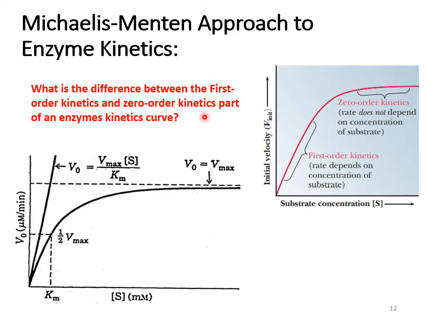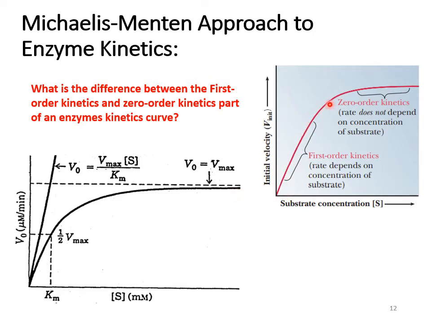So I want you to know two things. First of all, I want you to know where you find them on the reaction graph. So first order is over here, and then zero order is where you have the flat lining of the hyperbolic curve, okay? The second thing I want you to know is what they actually mean.